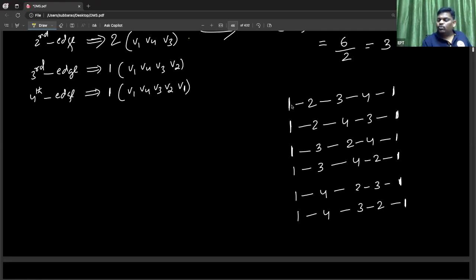Listen, 1, 2, 3, 4, 1. The reverse order is also the same. Starting with 1, totally these are the possibilities. Can you see any repetition? Check anywhere for repetition.